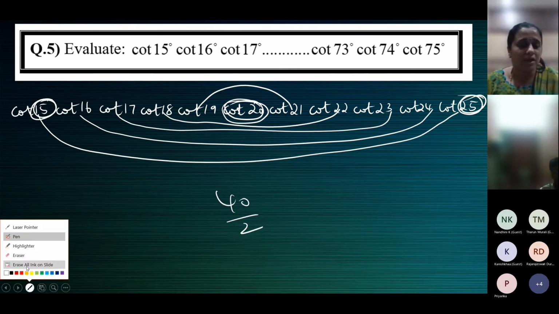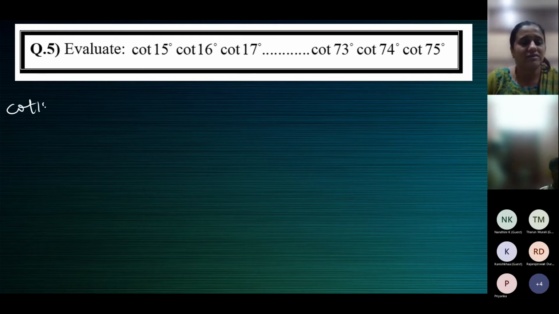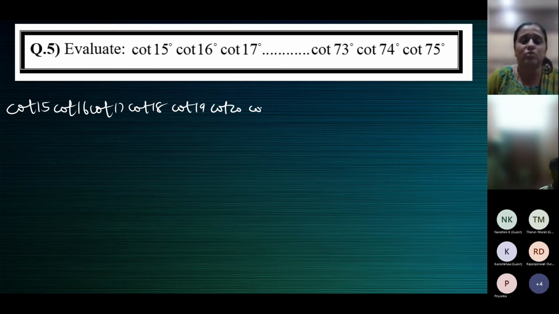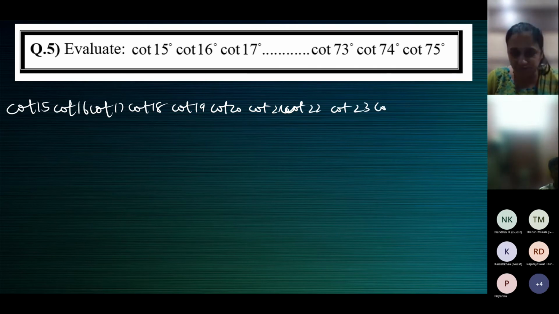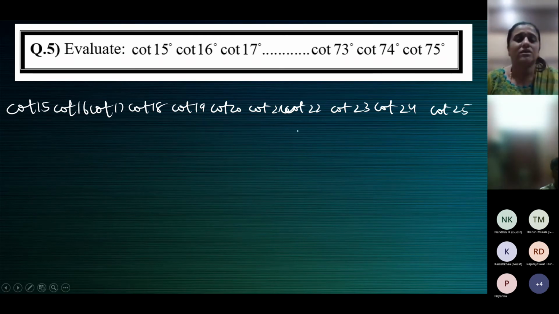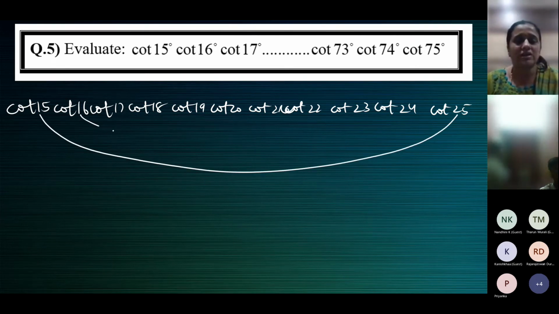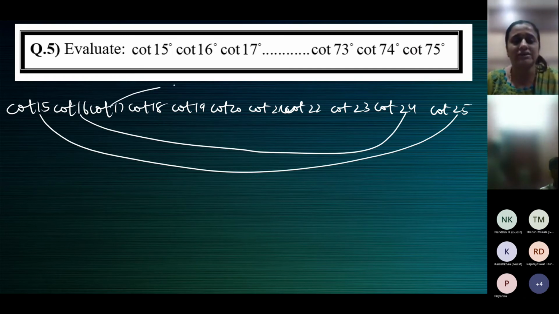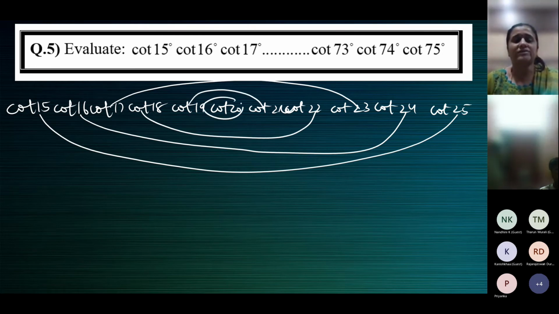I'll do it again for you. You just have to have the patience for me to finish writing this. Cot 16, cot 17, cot 18, cot 19, I'm writing everything. Cot 20, cot 21, cot 22, cot 23, cot 24, and cot 25. Okay, now we're going to pair. I told you the pairing will not be such that the angles are complementary. This is just an example. So we pair the first and the last one, then the second and the one before that. Then 17 and 23, then 18 and 22, 19 and 21. Cot 20 is left in the middle.